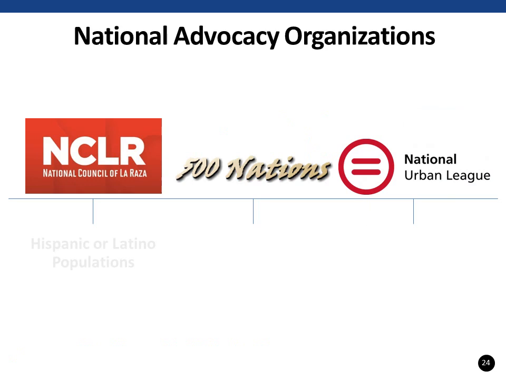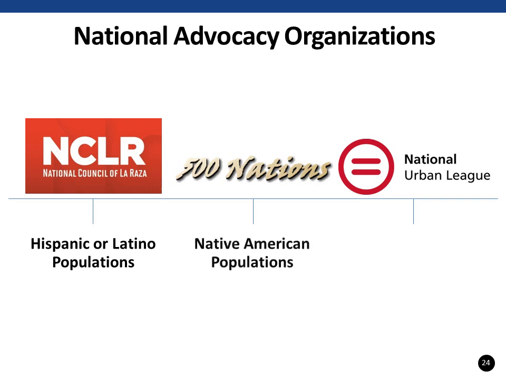National advocacy organizations such as the National Council of La Raza, 500 Nations by state-recognized tribes, and the National Urban League may have local or regional offices with information on local minority populations.